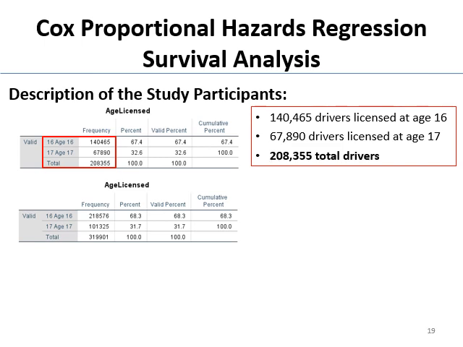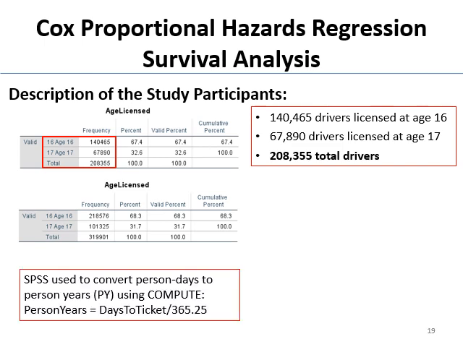Only 1/3 at 17. So in this plot right here, we are looking not at numbers of drivers, of which there was 208,355. We are looking at person years. You will do this during your assignment. You will compute person years by taking their days to ticket, their time at risk, and dividing it by 365.25. That converts days to years. There's 365 days in a year, right? They add the 0.25 because every 4 years there's a leap year.